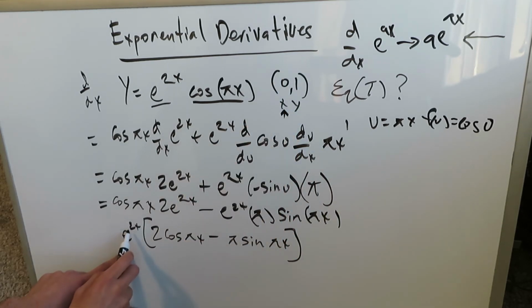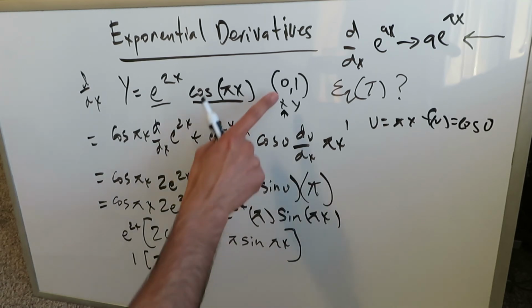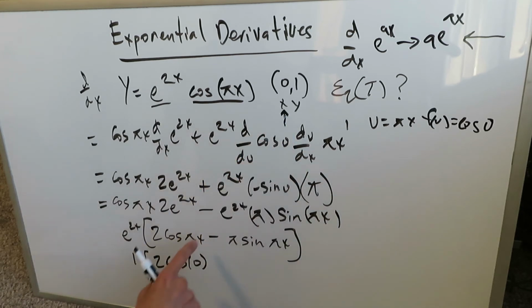We have e to the power of 2 times 0. This will just become 1, because anything to the power of 0 becomes 1. We'll have 2 times the cosine of 0, because the x value of 0 zeros out this pi x and makes it 0. Cosine of 0 is just 1. Minus all of this right here will become 0. Sine of 0 is 0, and then pi times 0 is 0. You get left with zeros over here.